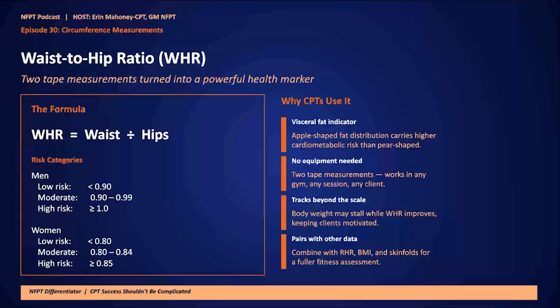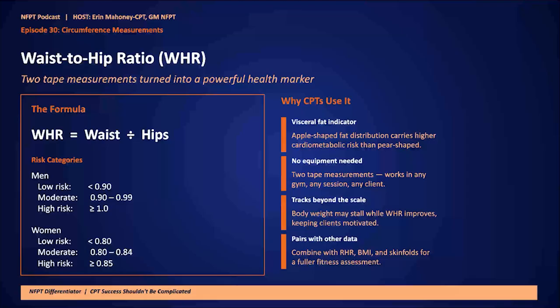Like I said, it is an indication of visceral fat. So for example, a client with an apple-shaped body type is going to distribute their fat in different places than somebody with a pear-shaped body type. And that apple-shaped body type is going to carry higher cardiometabolic risk than the client with the pear-shaped. So even though those clients might have the same body fat percentage, if that fat is distributed towards the center of their body, they have higher risk factors.